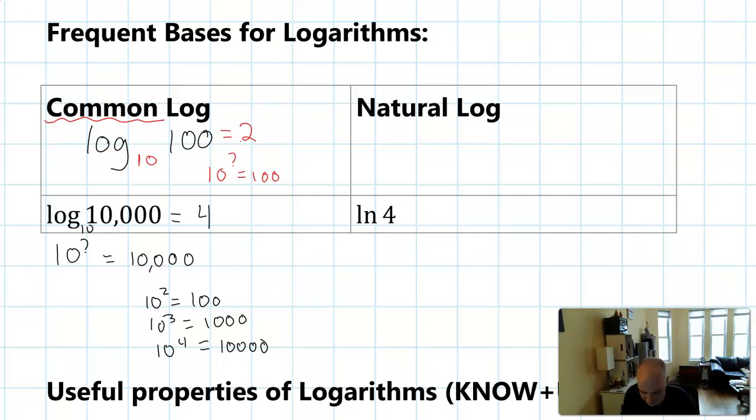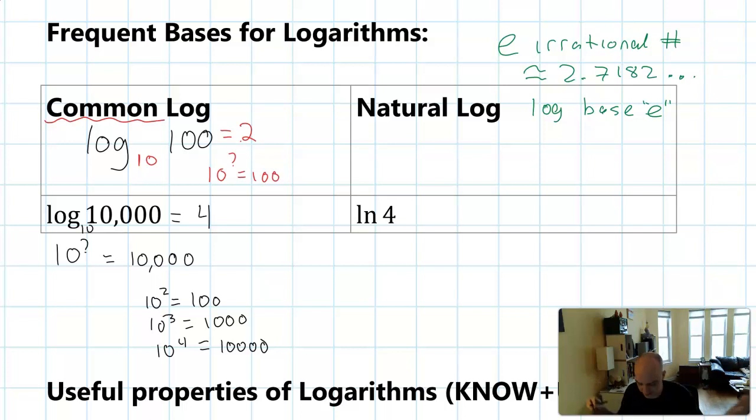Okay, the other common log you'll see is the natural log. This is the log with a base of e. And remember, e is not a variable. e is the irrational number that is approximately equal to 2.7182, etc. But non-terminating, non-repeating, button on your calculator, all that goodness.